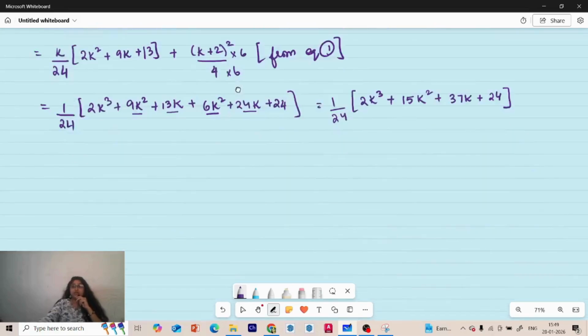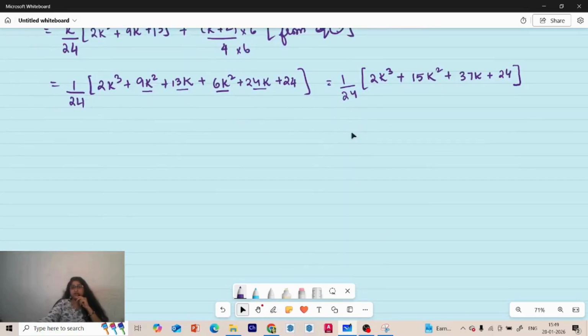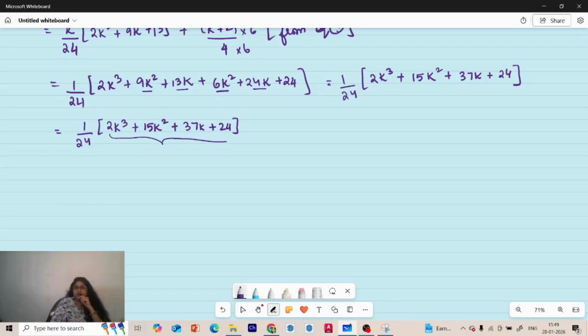Okay నా. Now I need to get factors of this cubic equation. I am writing the cubic equation here నాన్నా. 2k cube plus 15k square plus 37k plus 24. So దీనికి, as we did in grade 10, let's find out a value of k that satisfies trial and error. K equal to 0 తీసుకుందాం, k equal to 1 తీసుకుందాం, k equal to -1 తీసుకుందాం. ఫస్ట్ ఈ వాల్యూస్ ట్రై చేద్దాం.